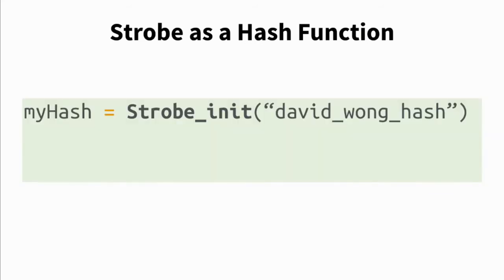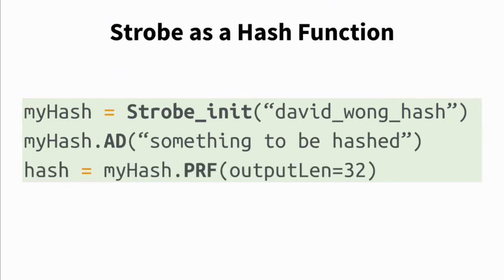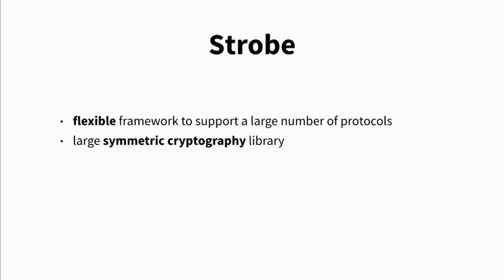So you can just use Strobe to instantiate it as a hash function. And here, I call my hash function David Wong hash. It's my hash. I absorb the message I want to hash with the same AD function. And then I use another function, PRF, to get an output. And here I want a 32-byte hash. So here I just use the same code base, to just use it as a hash function. So it's very interesting because you get not only this protocol framework, but you also get a cryptographic library for free.